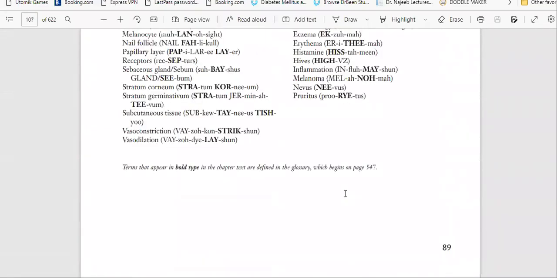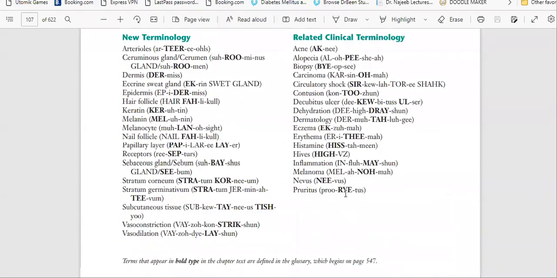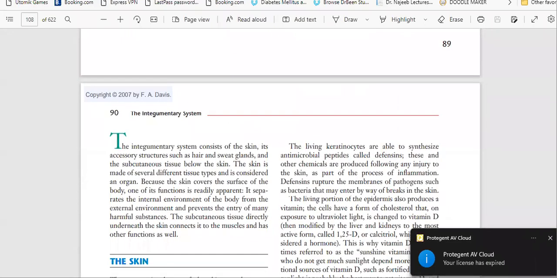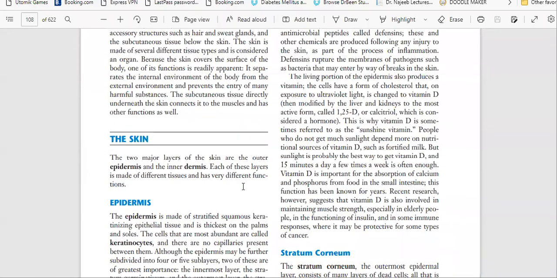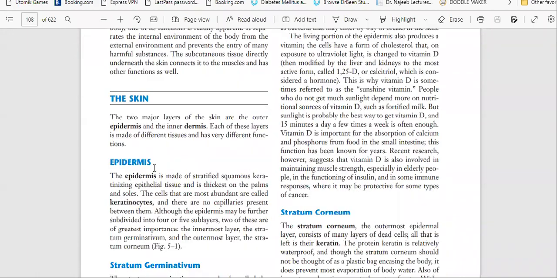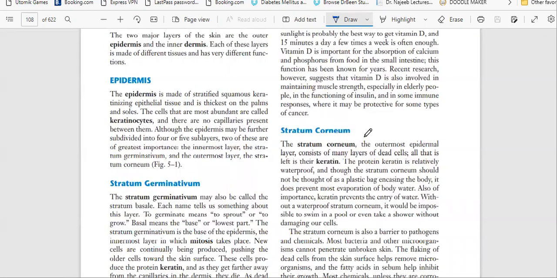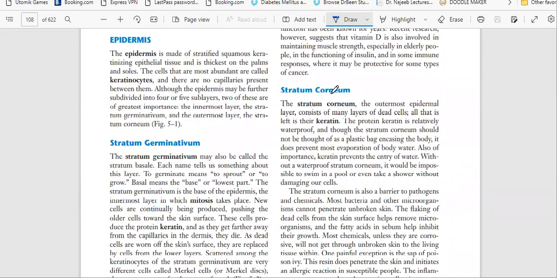So we started the topic skin, that is the integumentary system. In that class, we studied basic things and started on the layers of the skin. Basically, we have two layers, that is epidermis and dermis. In the epidermis, we have 4 to 5 layers. Two are very important: stratum germinativum and stratum corneum. Stratum corneum is the outer layer, stratum germinativum is the inner layer.